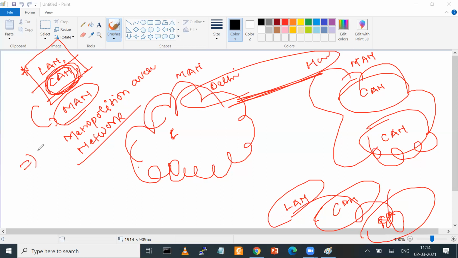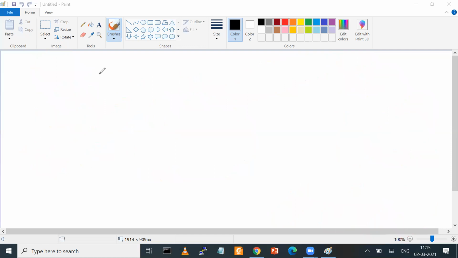So the range of MAN is 100 kilometers. Ideally, if someone asks about the range for metropolitan area, the geographical range of MAN is 100 kilometers. So if you are using a connection which has 100 kilometers or less, that we call metropolitan area network. So the next thing which comes here is your WAN, wide area network.